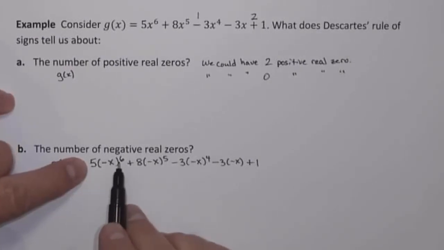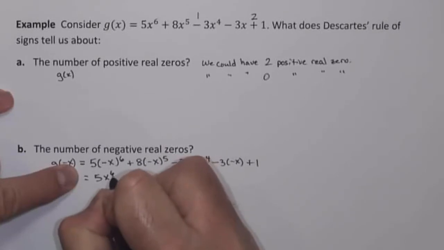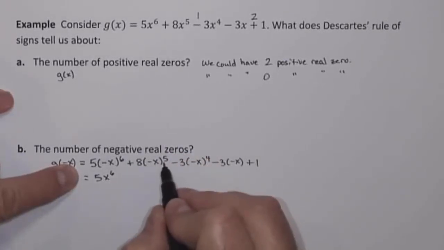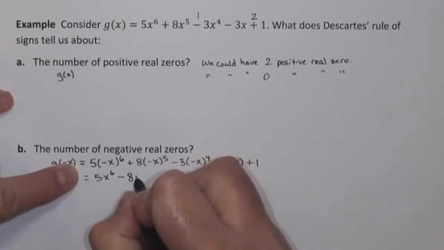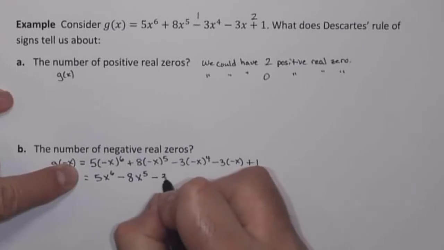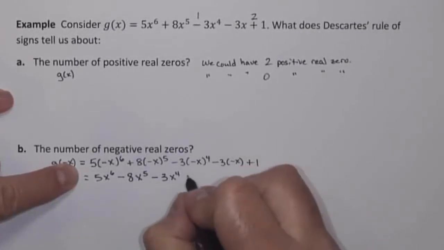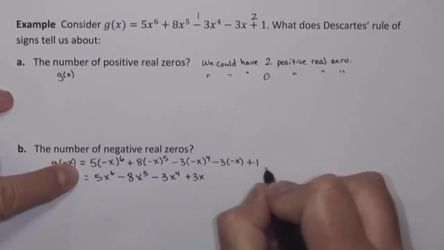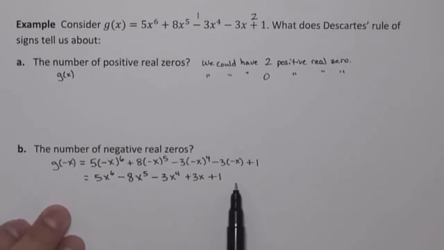So negative x to the 6th power is the same as x to the 6th power. So we have 5x to the 6th power. Negative x to the 5th power is going to be negative x to the 5th power. So when we multiply by 8, it's going to be minus 8x to the 5th power. Negative x to the fourth power is the same as x to the fourth power, so we're going to have minus 3x to the fourth power. Minus 3 times negative x is going to be plus 3x and plus 1. So we have found g of negative x, okay?